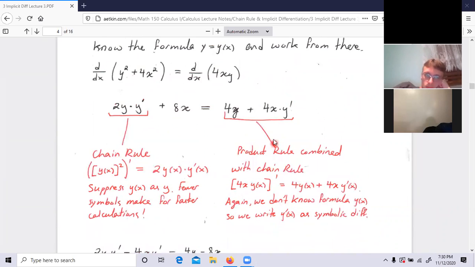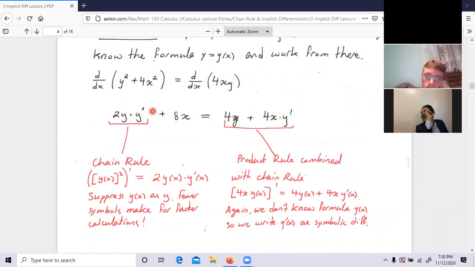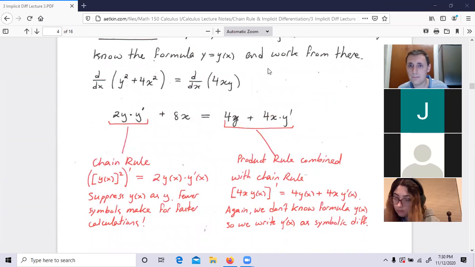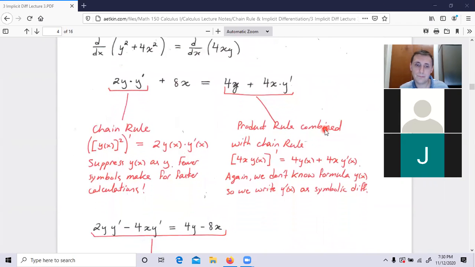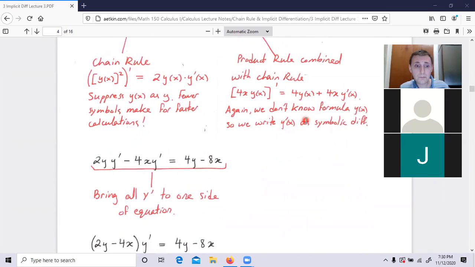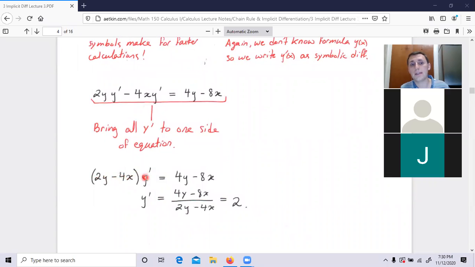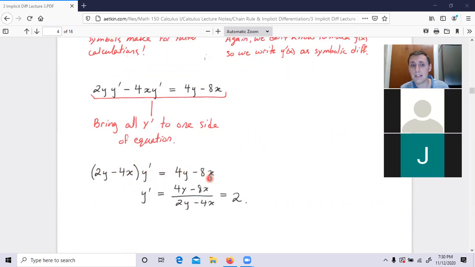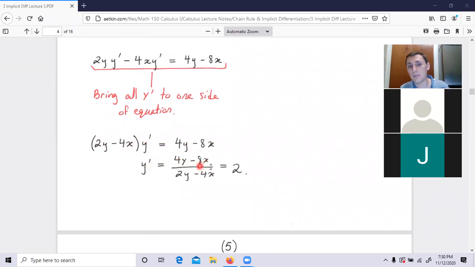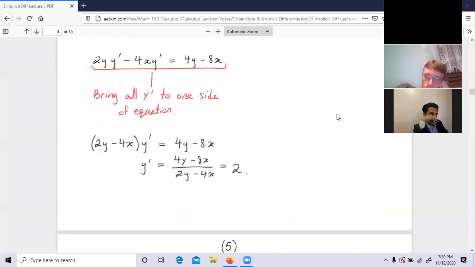Next, what I will do is I will bring the y primes all to one side and all the things that have an x to the other side. Good? So we get this solution, then we factor out the y prime. We get 2y minus 4x times y prime is 4y minus 8x. And y prime ends up being this quotient. And if you look at it carefully, the numerator looks like twice the denominator. And again, we get 2. We get that the answer is 2, just like before.